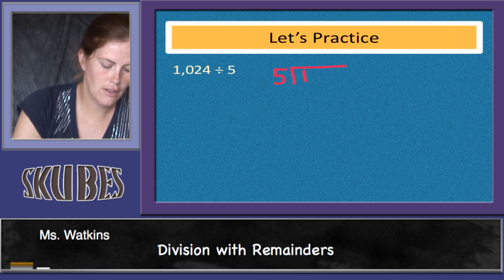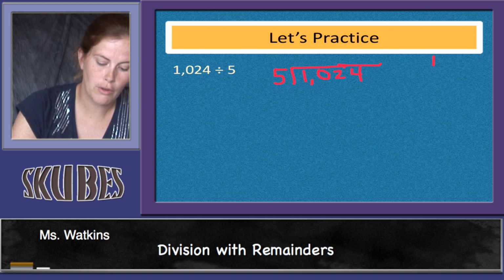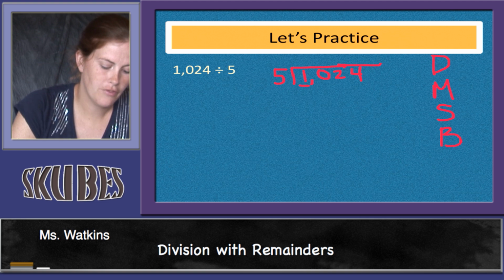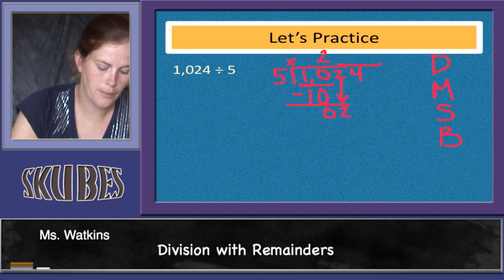This is 1,024 divided by 5. We're going to write our steps off to the side so we'll remember exactly what to do. Divide, multiply, subtract, bring down. All right, 5 will not go into 1, but 5 will go into 10 2 times. 2 times 5 equals 10, so we'll subtract and bring down a 2.